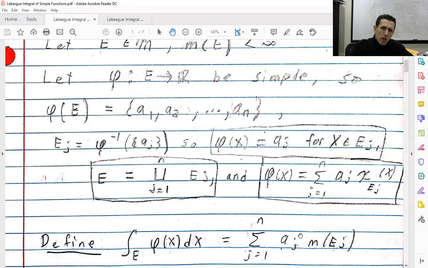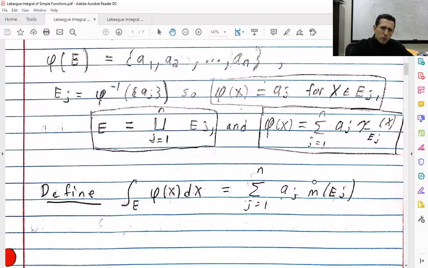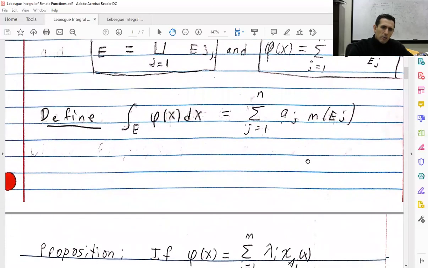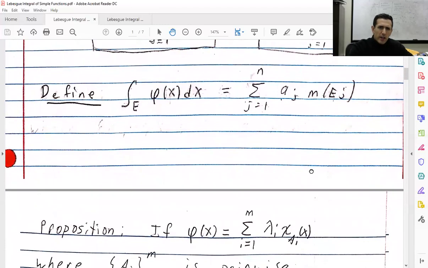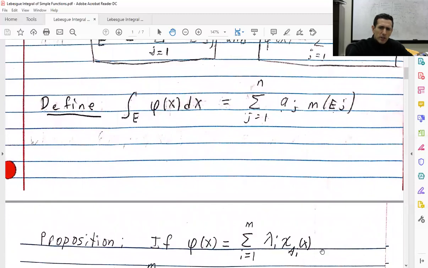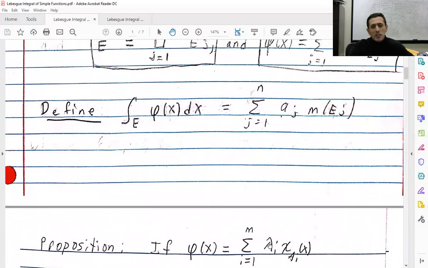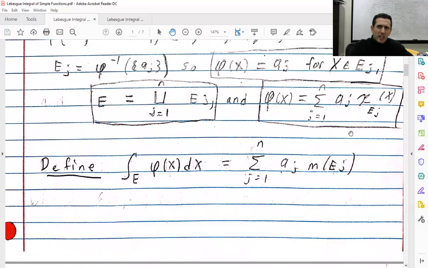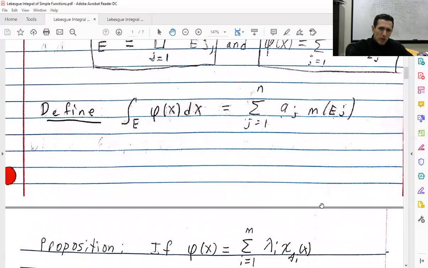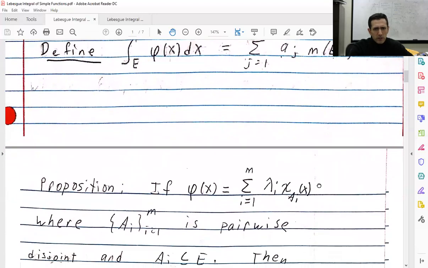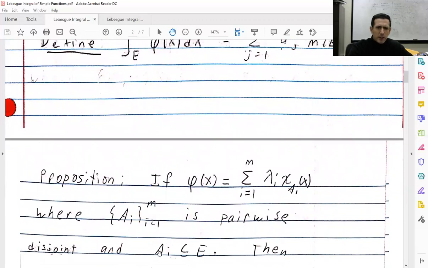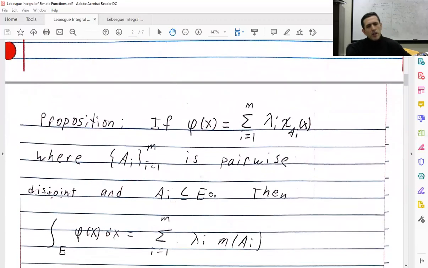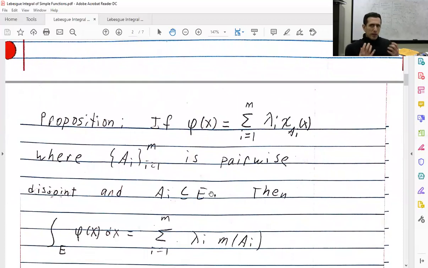And we define the Lebesgue integral to be basically the same thing as the Riemann integral of a step function. And using this definition, we proved what you would expect: that if I write phi as the sum here, not quite the canonical decomposition, in particular the lambda i's do not need to be distinct, whereas the AJs are distinct here. So if I write phi in this way, where these are at least pairwise disjoint and a subset of E, then the integral of phi is what I would expect it to be.